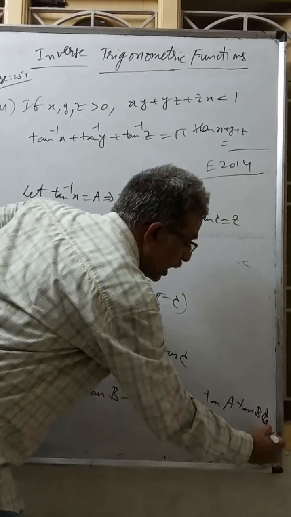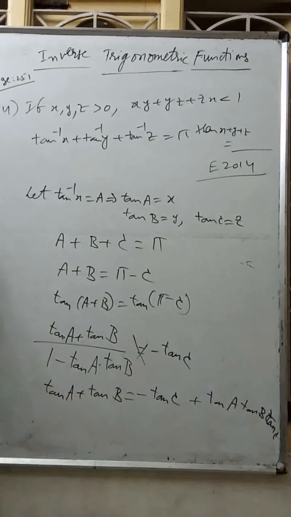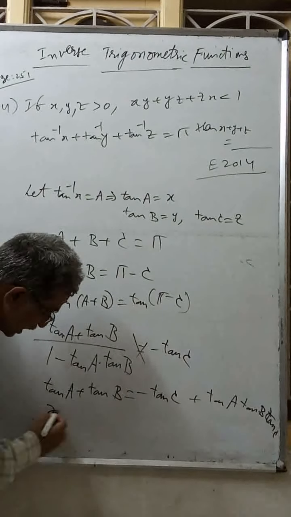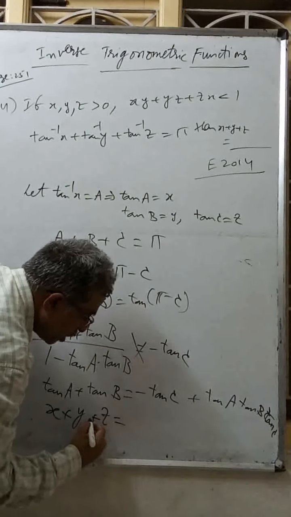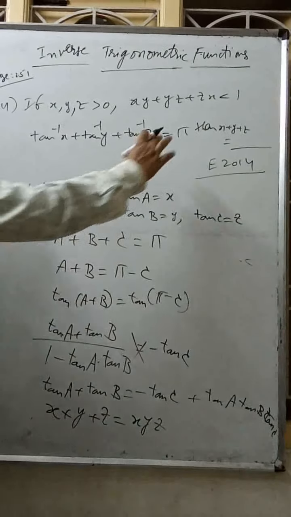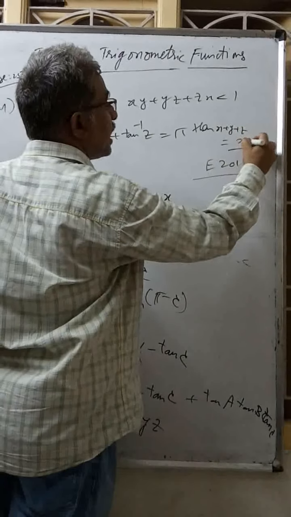Now I will substitute x, y, z in place of tan a, tan b, tan c respectively and bring tan c to this side. Becomes x plus y plus z equal to x y z. So he is asking x plus y plus z equal to x y z. So our answer is x y z.